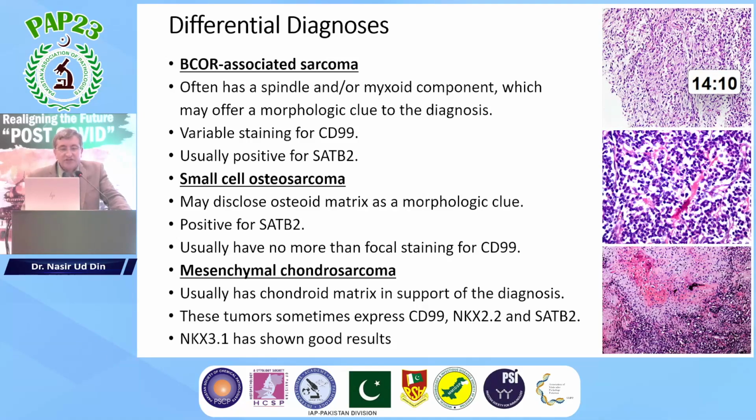So the differential diagnosis of Ewing sarcoma includes BCOR-associated sarcoma, and the morphologic clue is spindling and myxoid background. This sarcoma is positive for BCOR and usually SATB2 positive. Small cell osteosarcoma may have subtle osteoid matrix. It is positive for SATB2, but CD99 positivity is not more than focal. Mesenchymal chondrosarcoma comes in the differential diagnosis, but chondroid matrix is the clue for the diagnosis.